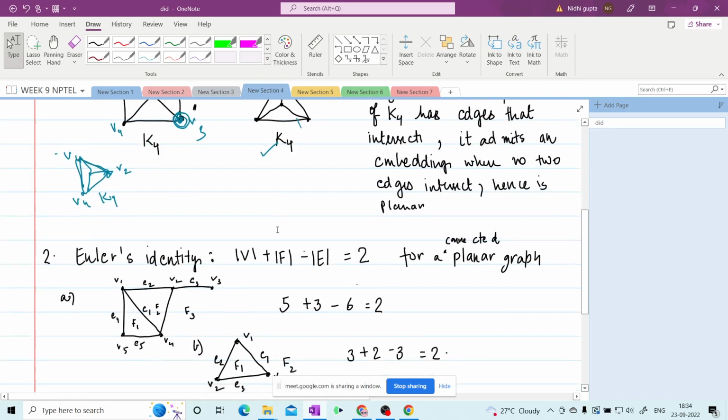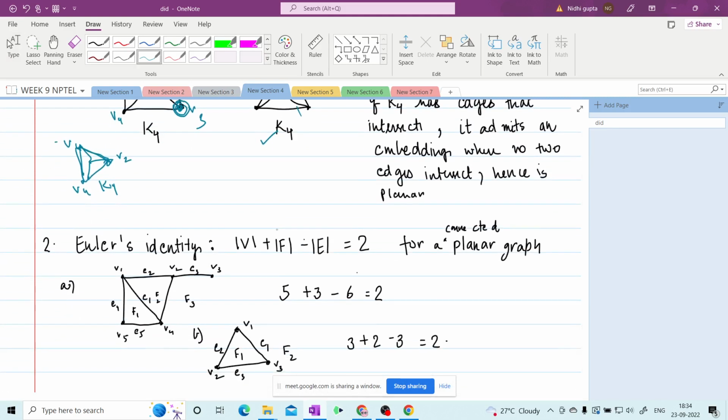Now for planar graphs, we have nice identities. That is, if we add the number of vertices and the number of faces, and subtract the number of edges, we always get 2. And we have seen the proof of this result also in classes. So these are just two examples which show that this identity is indeed holding.